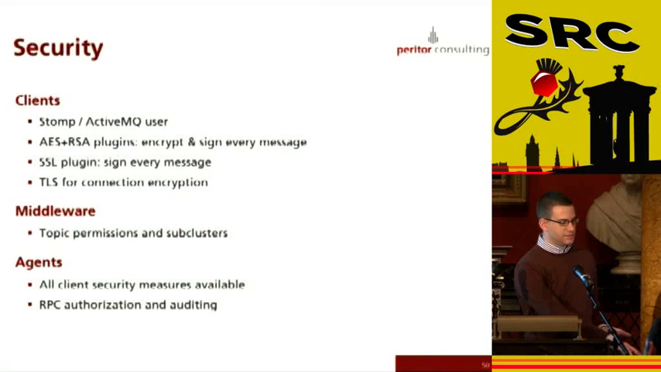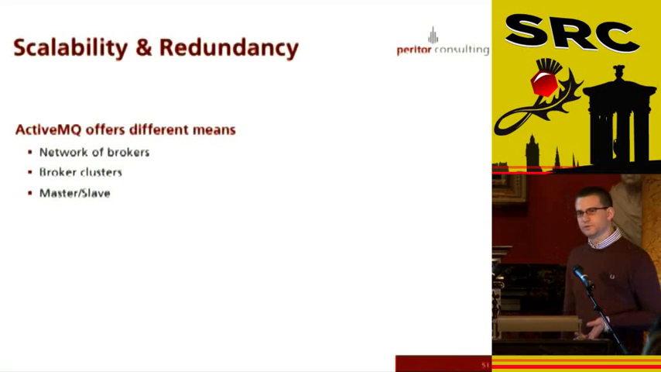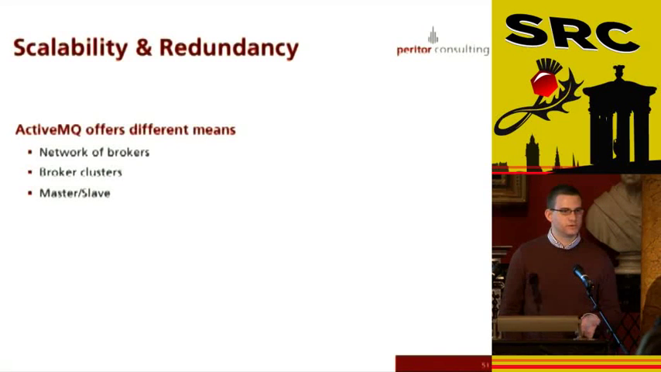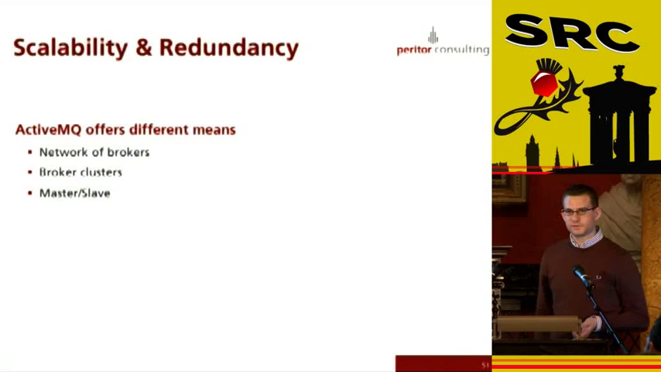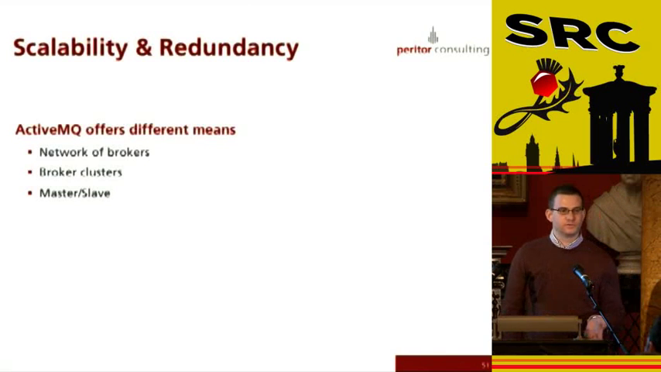How do we scale such a setup? How do we make sure that ActiveMQ or Mcollective works on thousands of machines? As I said, it's not too difficult to do because your only problem is scaling ActiveMQ, which is a solved problem. Probably not always very nice, but you can have a network of brokers.